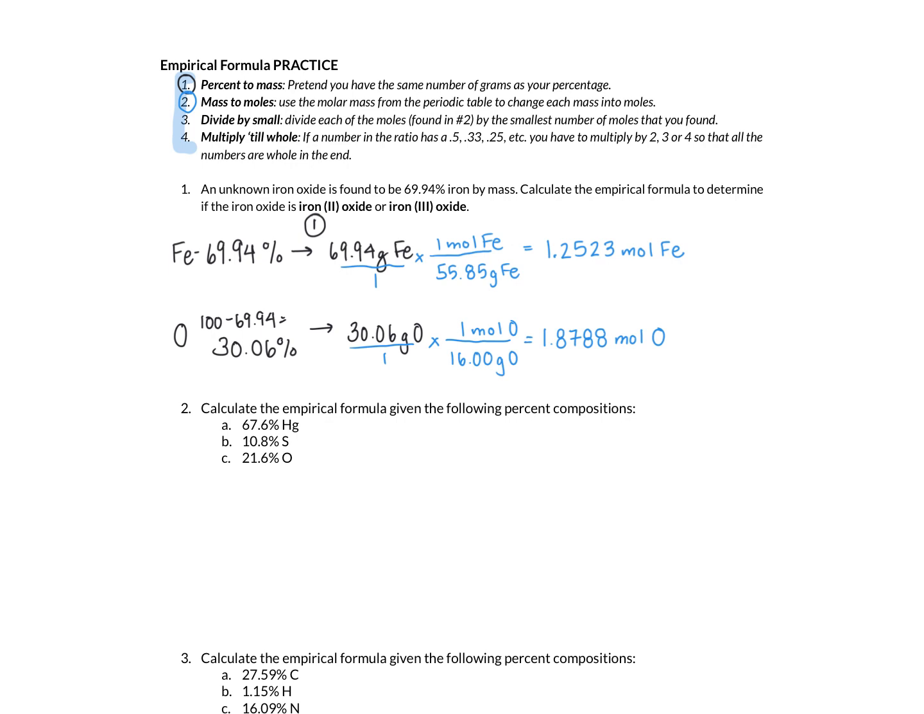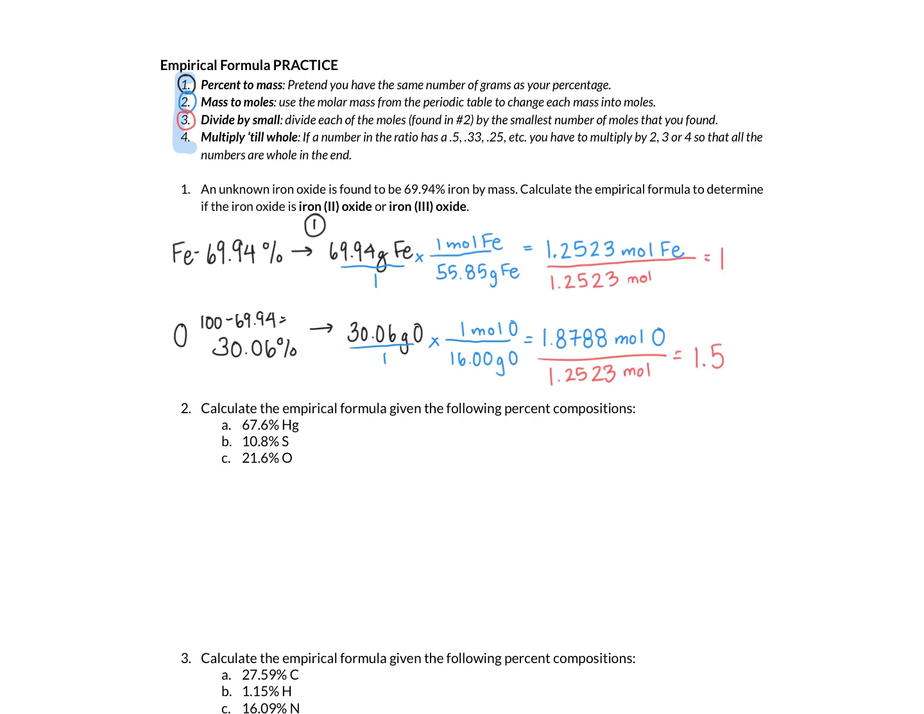Okay, the next step, number 3, says divide by small. So we're going to look at the numbers that we got from step number 2 and find the smallest one and divide them all by that number. The iron number of moles was the smallest one, and so we're going to divide everything by that number of moles.